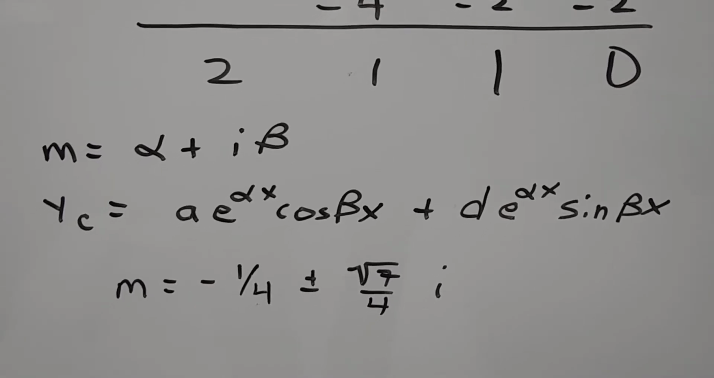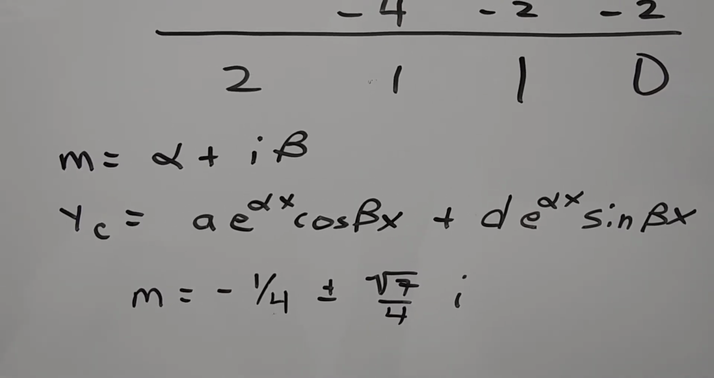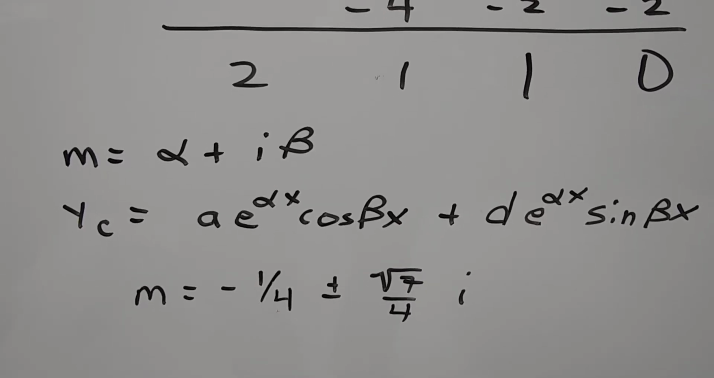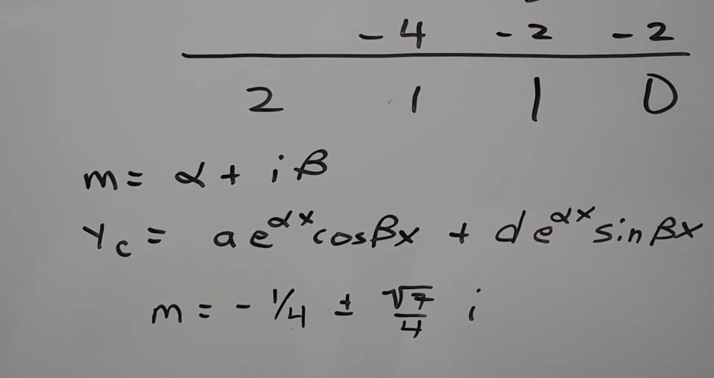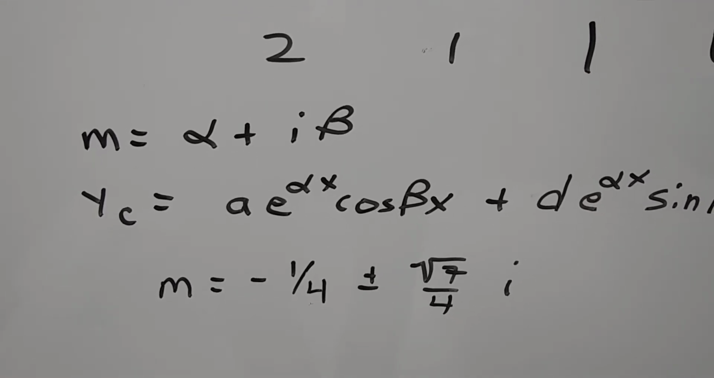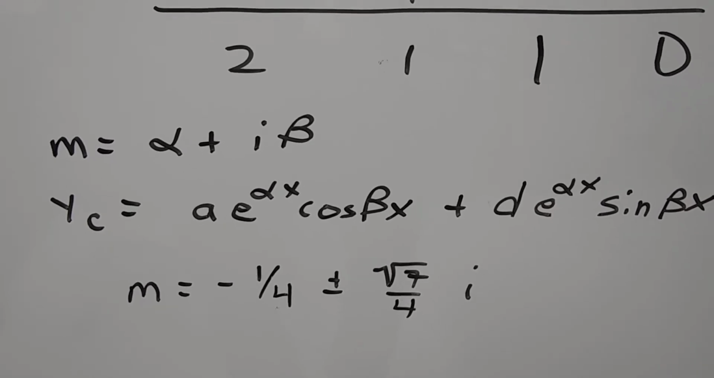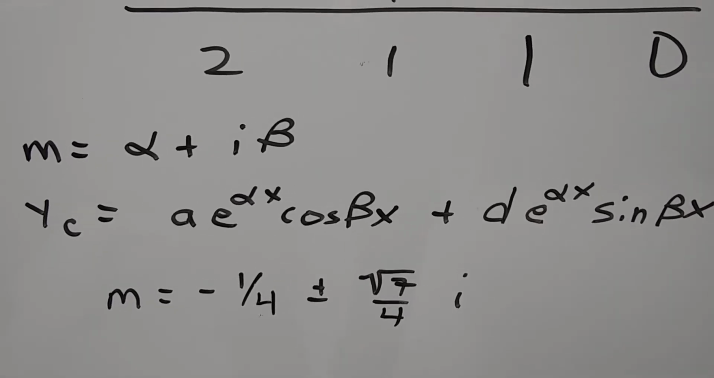So putting all this together, I come up with solving 2m squared plus m plus 1 using the quadratic formula, and it works out to have the root m equal to -1/4 plus or minus the square root of 7/4 i. So now I know what my overall solution is going to be.